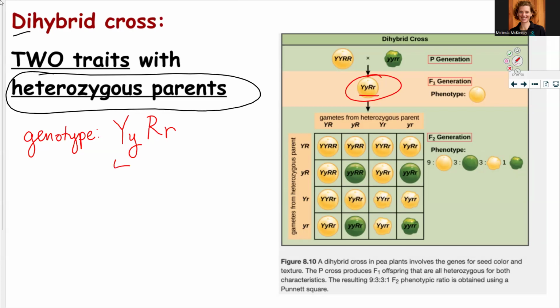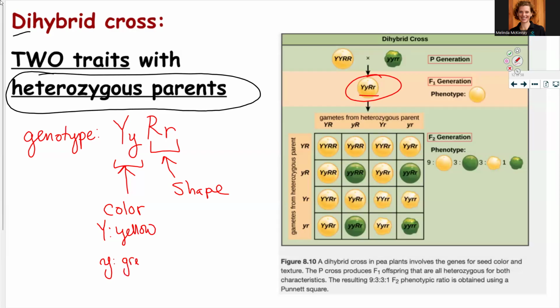In this case here, this is the Y. It's going to represent the color of the seed. So this is the color. And the R is going to represent the shape. So the color, capital Y is yellow, lowercase y is green. For the shape, the capital R is round, right? Yeah, round. And the lowercase r, the recessive allele, is wrinkled.